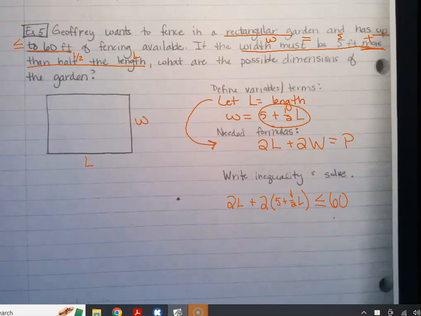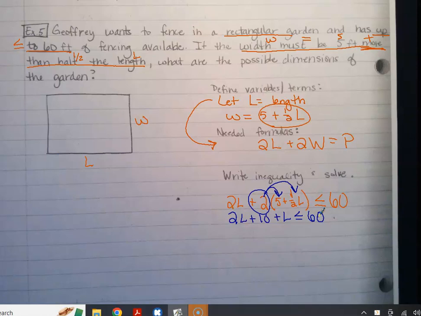And then what do we do? First, we should distribute. I have a question. Okay, what's your question? When you have like 1/2 L, do you times the half and the L by 2? Nope, just the half, just the number. Okay, so we're going to distribute. So a positive 2 times 5 is 10. 2 times 1/2 L is L, and all of that is less than or equal to 60.